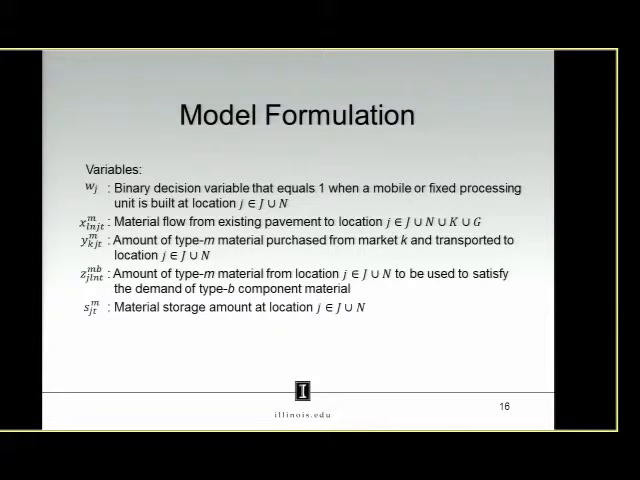So we have some variables. The first variable is just a decision: where do you locate processing areas? Whether you build one or you don't build one, those are the decisions. Next, we have a lot of variables that are just on how the material flows through the network. And the last one, the material storage. At each location, you have the potential to store material. How much material is stored, and then the other variables, how does that material get distributed throughout the network.